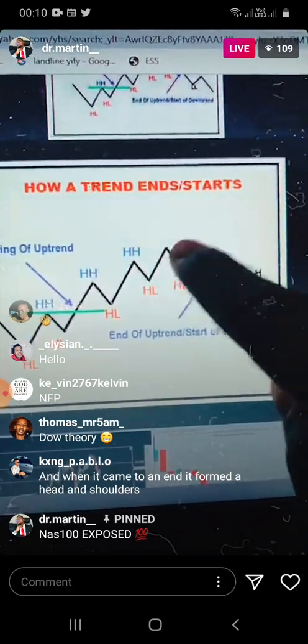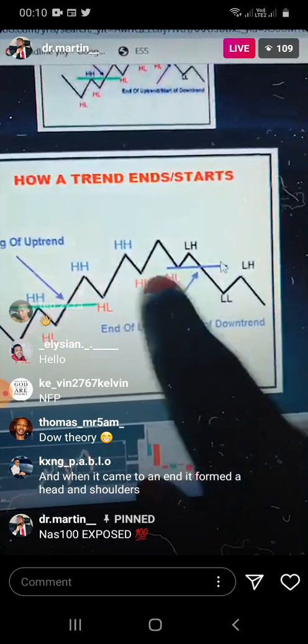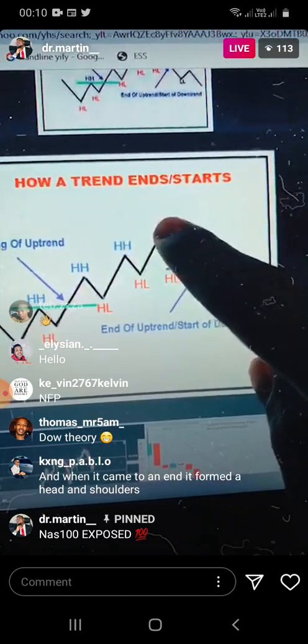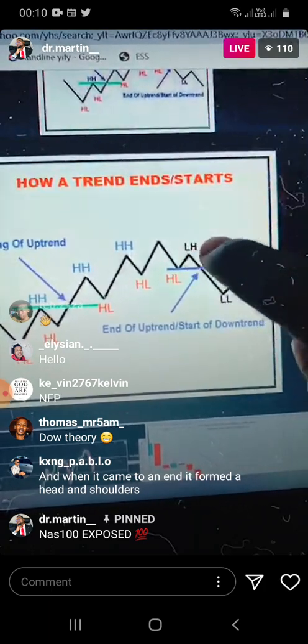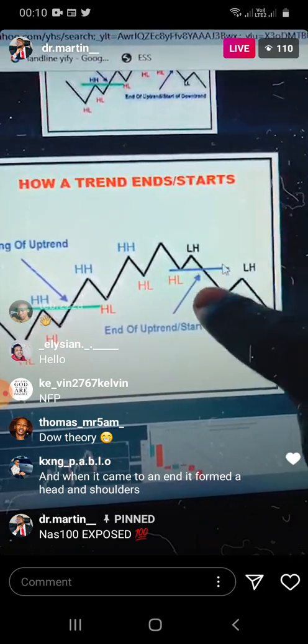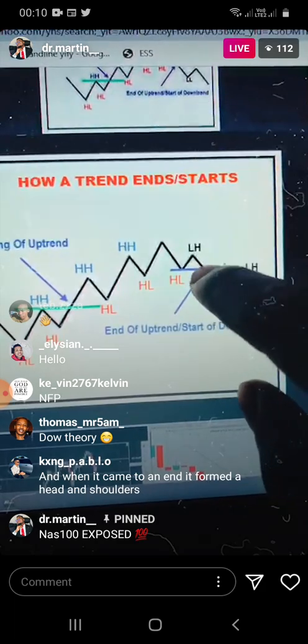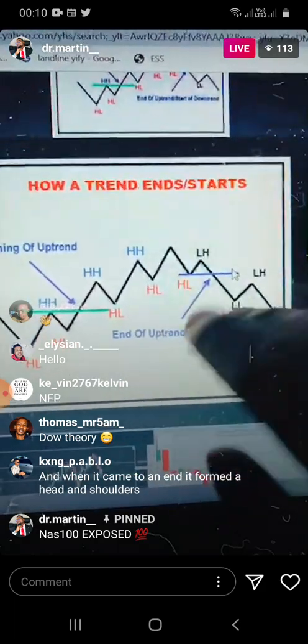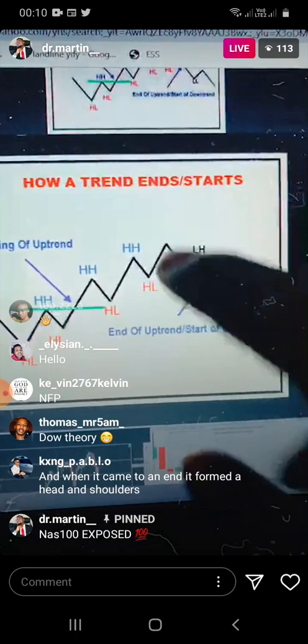And this practically would have been a higher high and then a higher low, as you can see. And then you get a lower high. So the market will come and fail to go past that higher high and obviously print a lower high. And then lower high, lower low, and that higher low then becomes the new lower high. So this is what happens throughout on the charts.